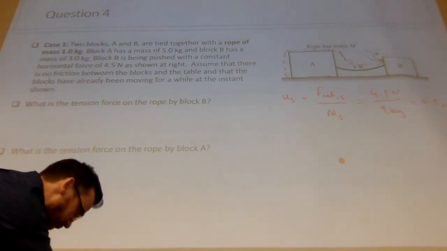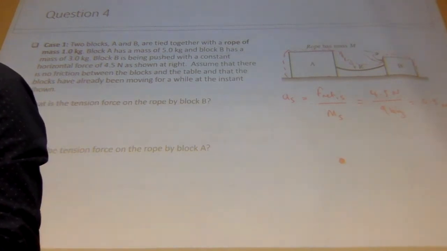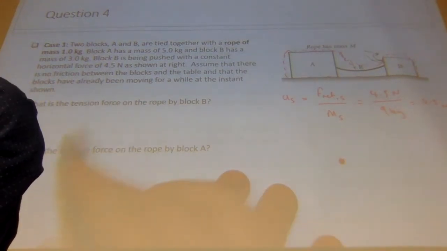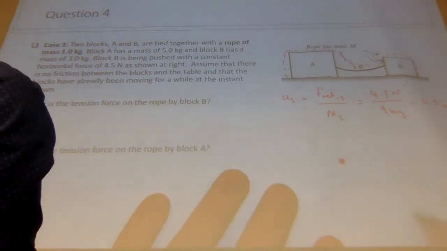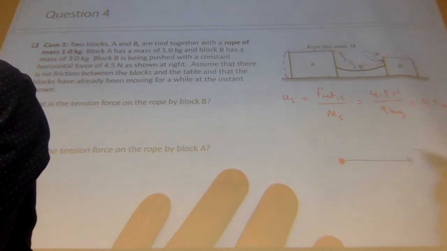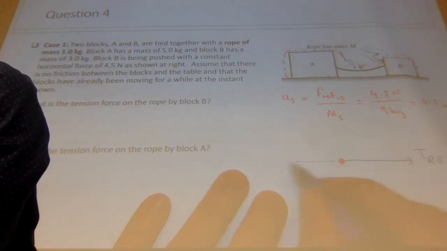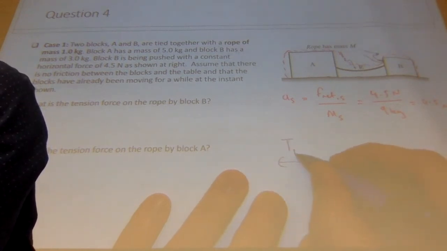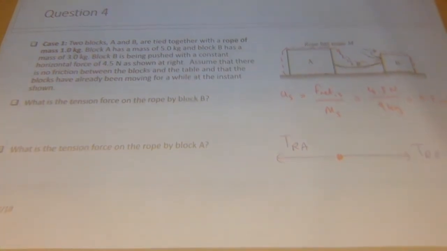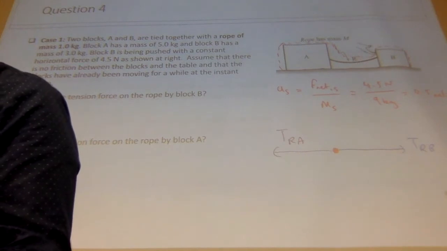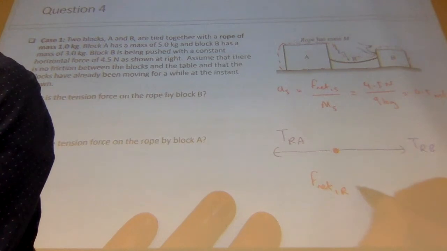Let me get a couple of colors here. I know that the rope has, and again, this is where I kind of messed up, what is the horizontal component of the tension force on the rope by block B? So this is the tension force on the rope by B, and in a different color, this is the tension force on the rope by A. I can start by thinking about how big the net force on the rope is.